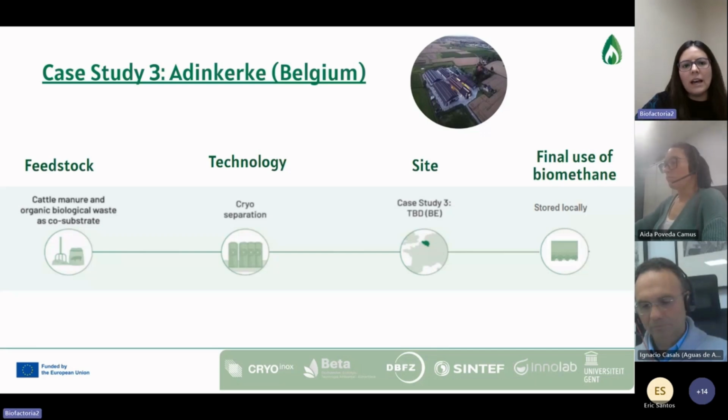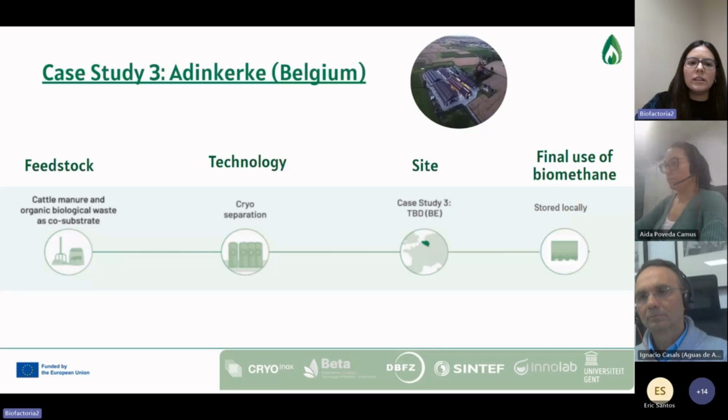Here we will produce liquid biomethane and that will be stored locally, while different ways to valorize the CO2, such as in polymers or in proteins, will be studied. The aim of the operator here is to feed almost exclusively the co-fermentation with manure and only a limited portion of biological organic waste to optimize the process. With this fermentation installation, the farm will be energy neutral.